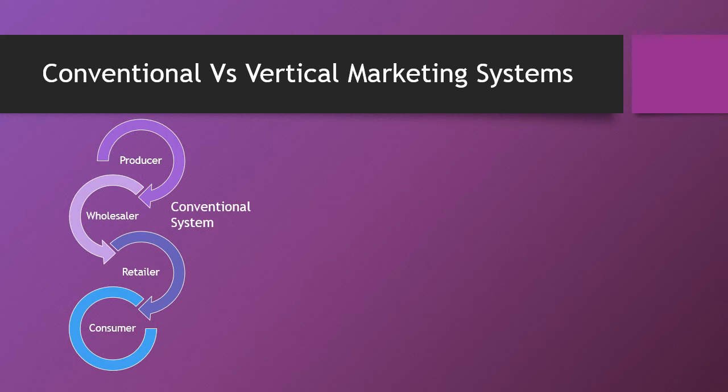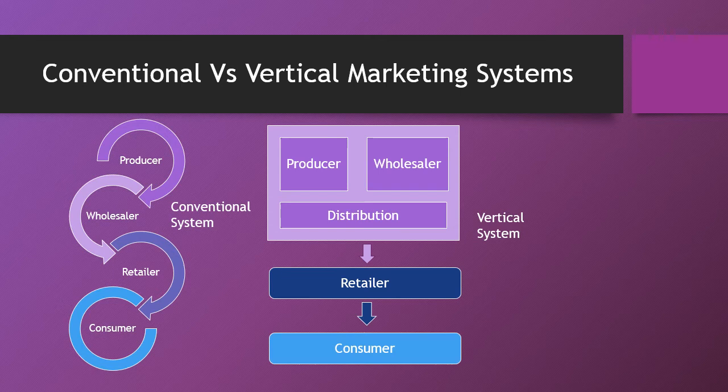In contrast, a vertical marketing system, or VMS, consists of producers, wholesalers, and retailers acting as a unified system. One channel member may own the others, or has contracts with them, or wields so much power that they all must cooperate. And there are any number of combinations in a vertical system. The one that I'm showing here, the producer, wholesaler, and distributor are all owned by one company. So let's look at an example.